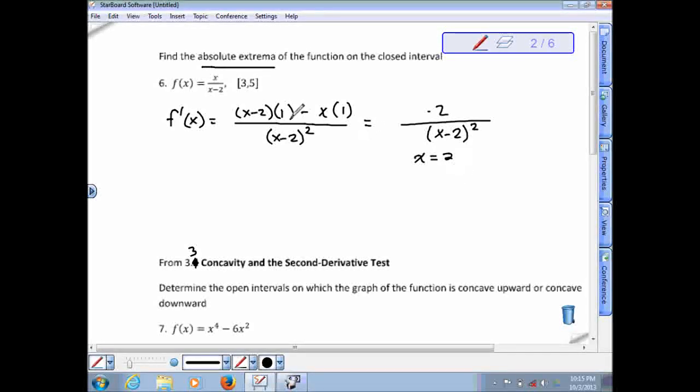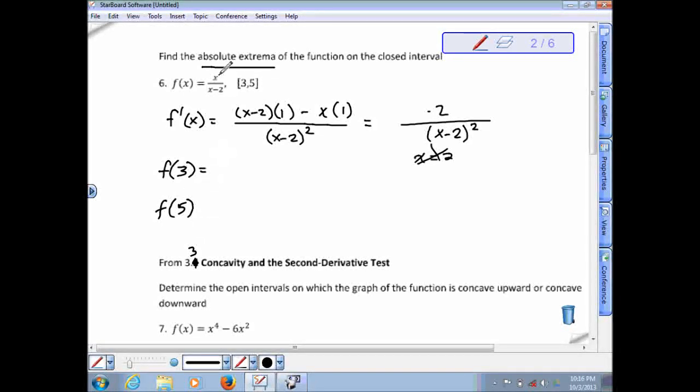But we have to consider the interval on which we want to find extreme values. The critical value does not lie within the interval 3 to 5, so we're not going to consider it as a possibility for giving an extreme value. All that leaves are the two endpoints. So 3 and 5 are going to yield the absolute minimum and the absolute maximum. We just have to evaluate them in the original function to see which one has the highest value.